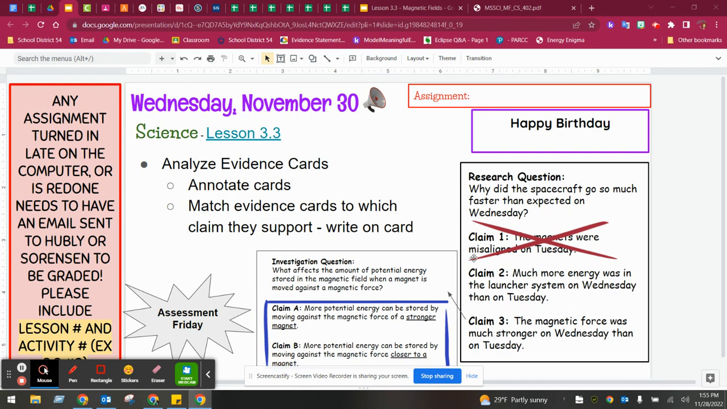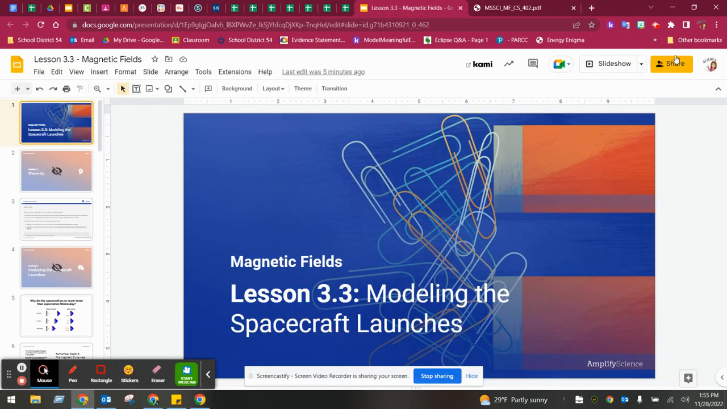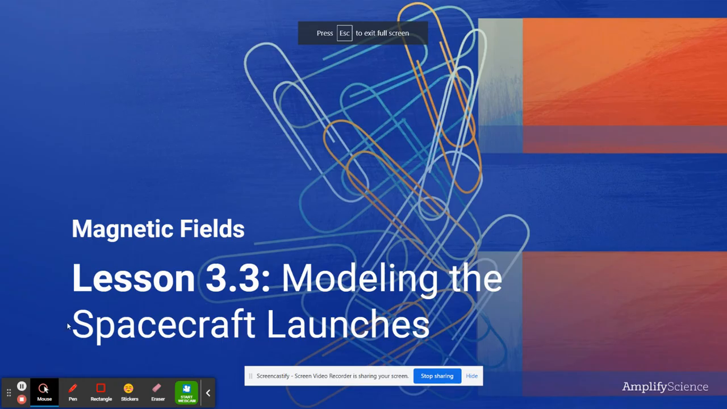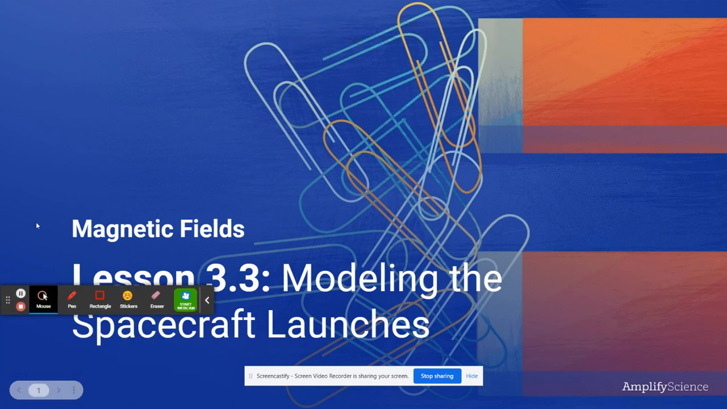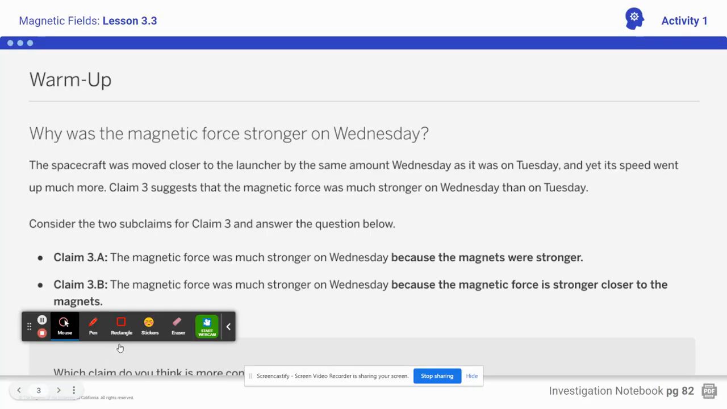Remember, at the end of chapter 1, we were able to refute, or say no to, claim number 1. However, we still have claim number 2, which is that much more energy was in the launcher system on Wednesday than on Tuesday. And then claim 3, which was that the magnetic force was much stronger on Wednesday than on Tuesday. As we looked at claim 3, we also saw that there was claim A and claim B. So let's take a look at those 2 claims really quickly to see whether our claim is going to be more 3A or 3B.